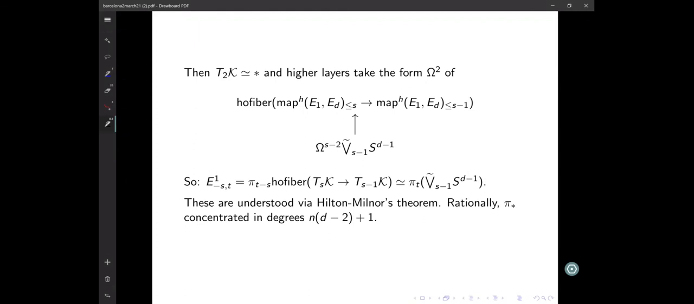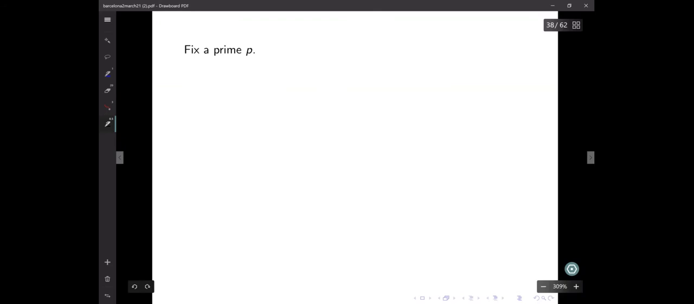So you'll find that the E1 page looks like this homotopy fiber. These are roughly the homotopy groups of a wedge of spheres, and we understand the homotopy groups of wedges of spheres by the Hilton-Milnor theorem. They're given by Whitehead products, and rationally it's even better. Everything is free. It's a free graded Lie algebra, and all the homotopy groups are concentrated in these degrees n(d-1)+1, which are iterated Whitehead products of the inclusions of a sphere into this big wedge.